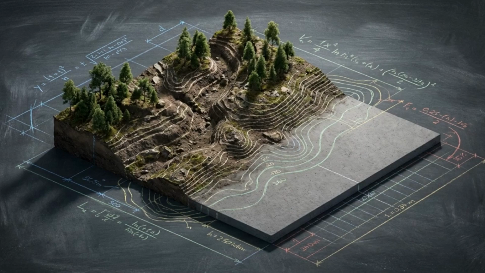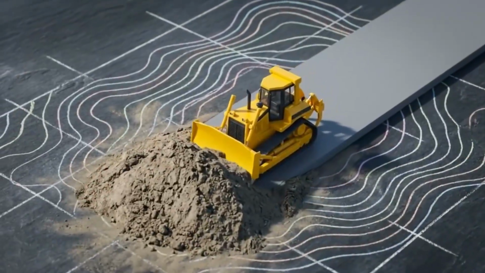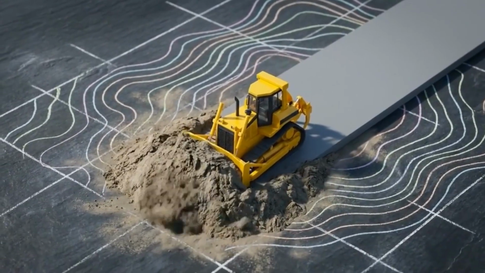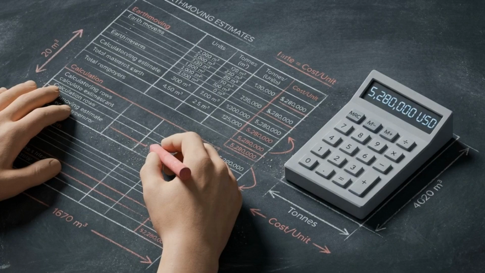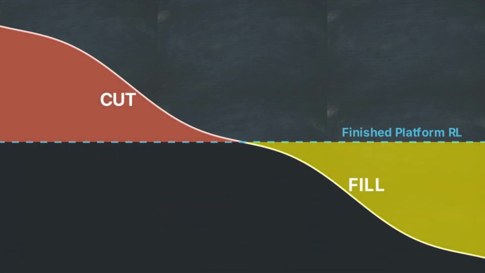Every construction project starts with a clash between nature and engineering. Before you can build, you have to take unpredictable, sloping terrain and force it into a perfectly flat, stable foundation. But before a single piece of heavy machinery arrives on site, contractors face a massive financial risk. They must know exactly how much earth needs to be scraped away and how much needs to be brought in.